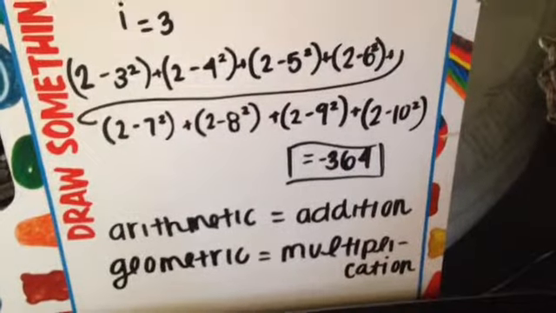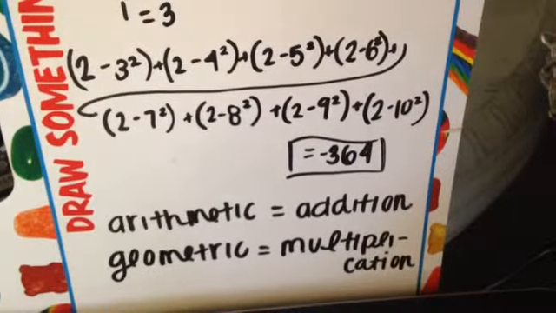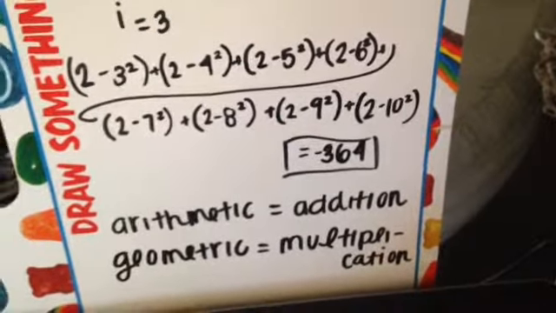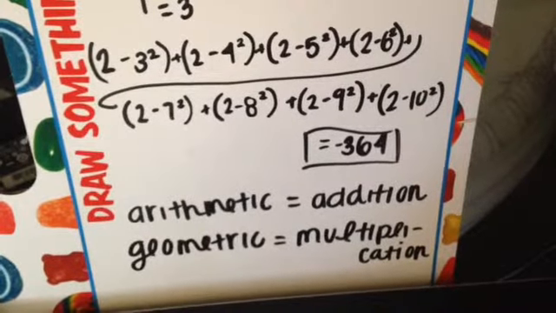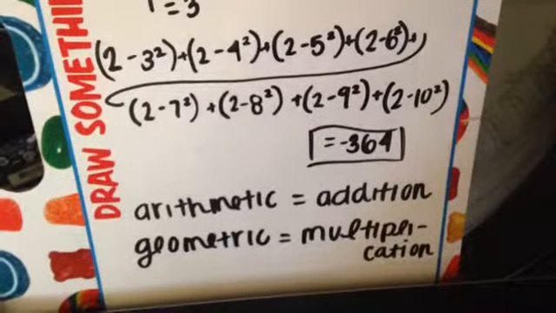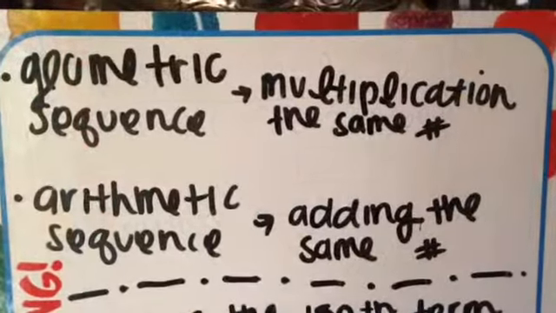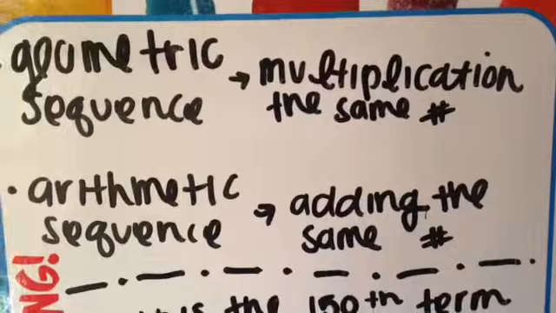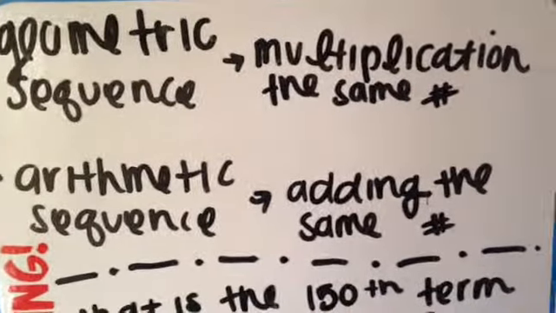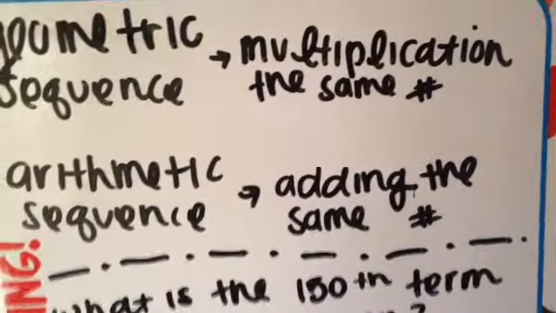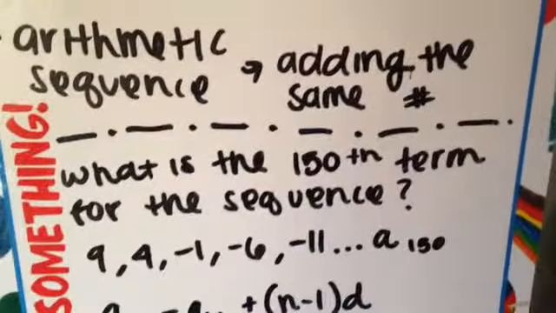Also, the difference between arithmetic and geometric summation notation is that arithmetic is addition and geometric is multiplication. The difference between a geometric sequence and an arithmetic sequence is the multiplication of the same number versus the addition of the same number. And here's an example of an arithmetic sequence.